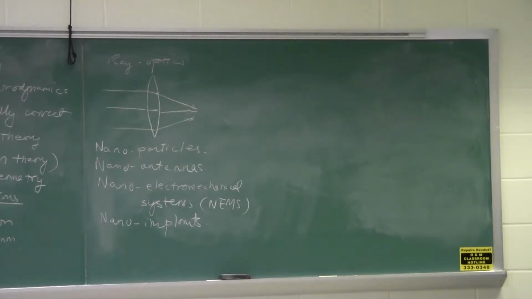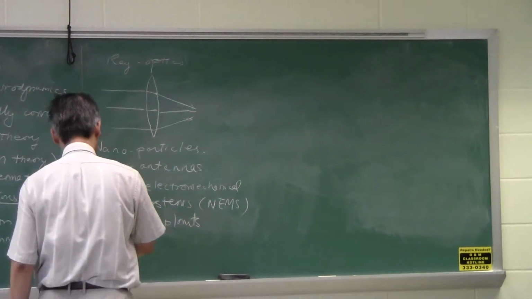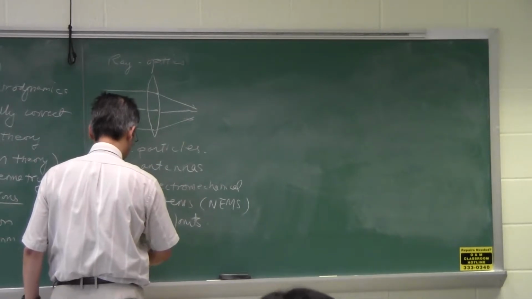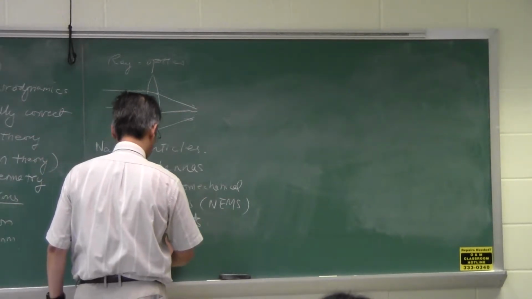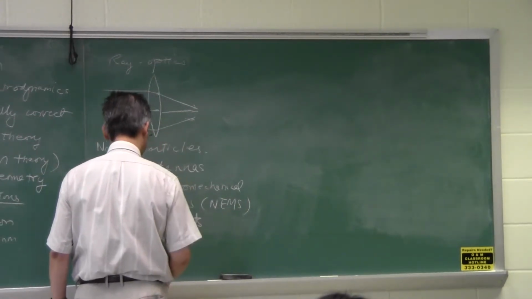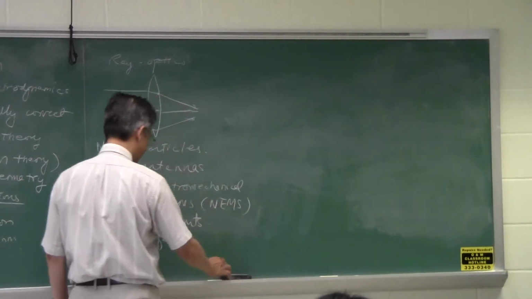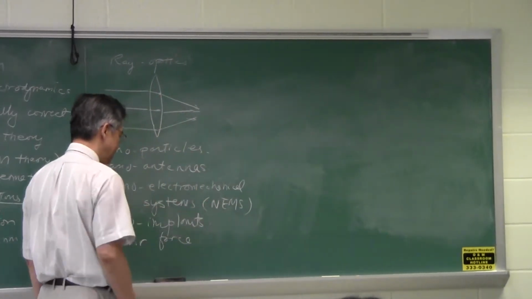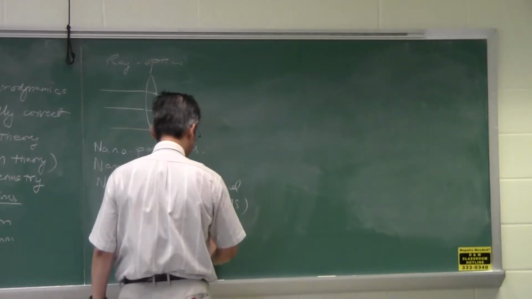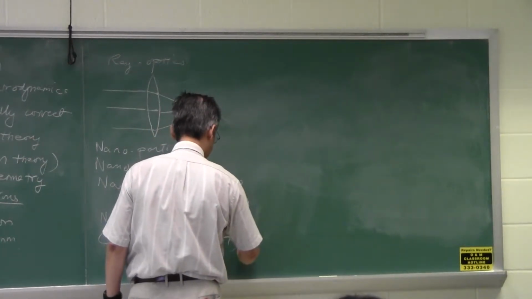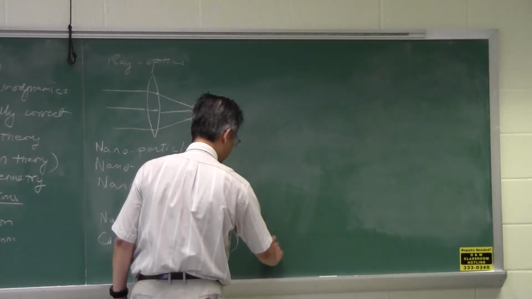So what else can we think of? Nano implants, plenty of things. Okay, Casimir force. A force that was not that important and had been proposed to exist for many years, but it was not until 1997 experimentally verified.